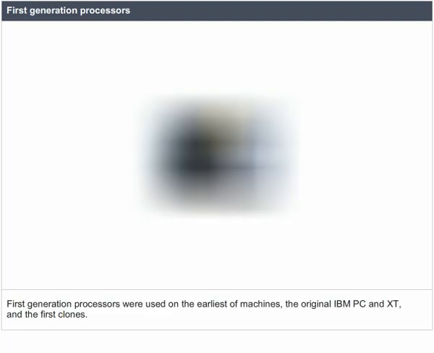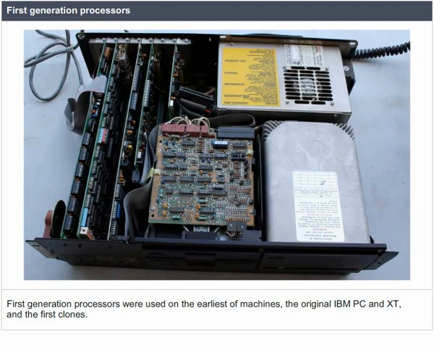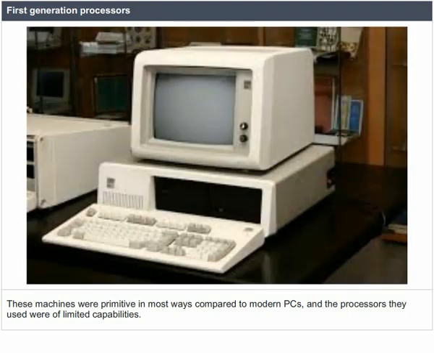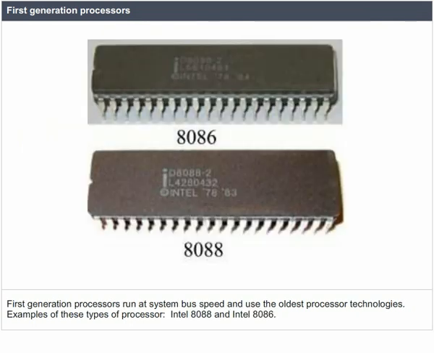First-generation processors. First-generation processors were used on the earliest of machines, the original IBM PC and XT, and the first clones. These machines were primitive in most ways compared to modern PCs, and the processors they used were of limited capabilities. First-generation processors run at system bus speed and use the oldest processor technologies. Examples of these types of processors: Intel 8088 and Intel 8086.